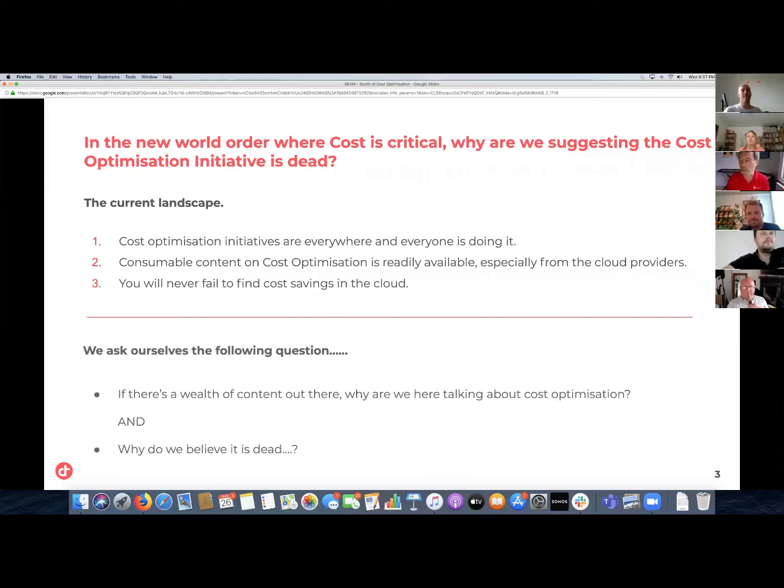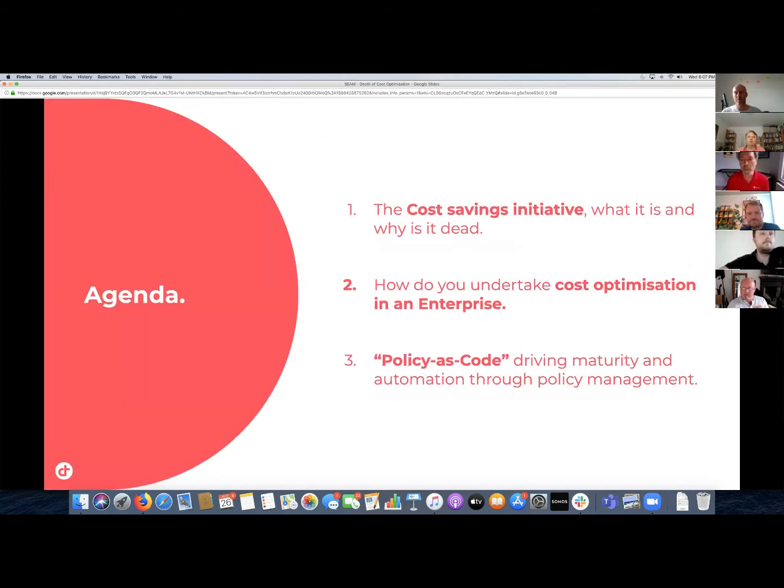I get invited to webinars almost on a weekly basis from vendors. I have New Relic, Terraform, HashiCorp, AWS, the cloud providers. They all provide webinars on cost optimization, how you can save money, etc. So if there's lots of content out there, why are we doing this presentation today, and why do we believe it's the wrong approach?